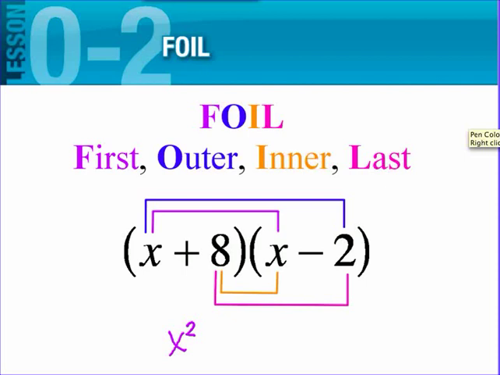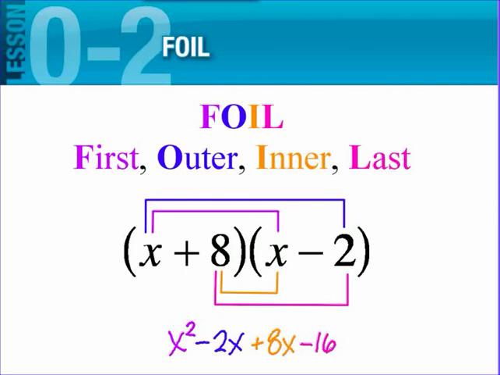The next one, I've got my outer terms. X times negative 2 is negative 2x. Next is my inner terms. My inner terms in this case will be positive 8 times x, which is 8x. And then my last terms, I'm going to take positive 8 times negative 2, which is negative 16.